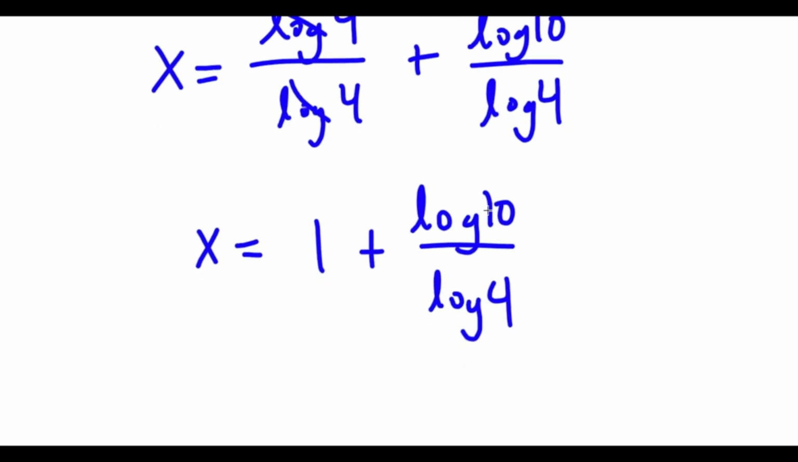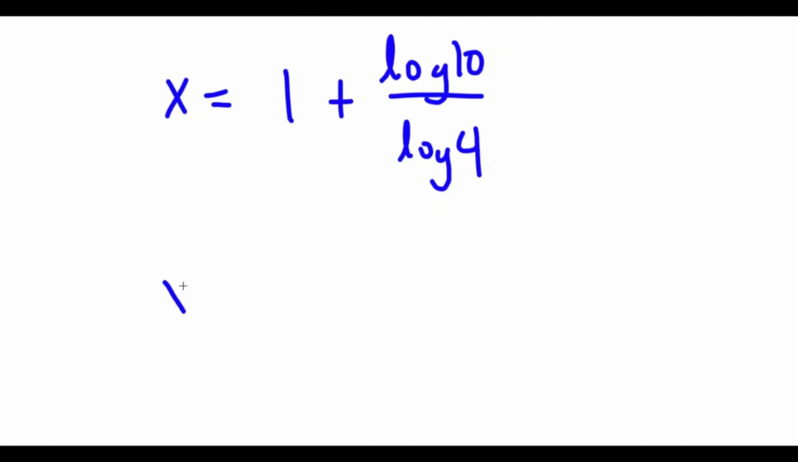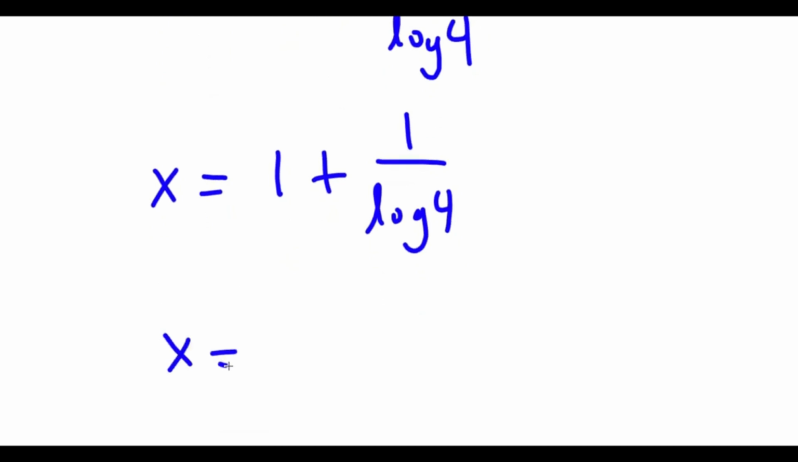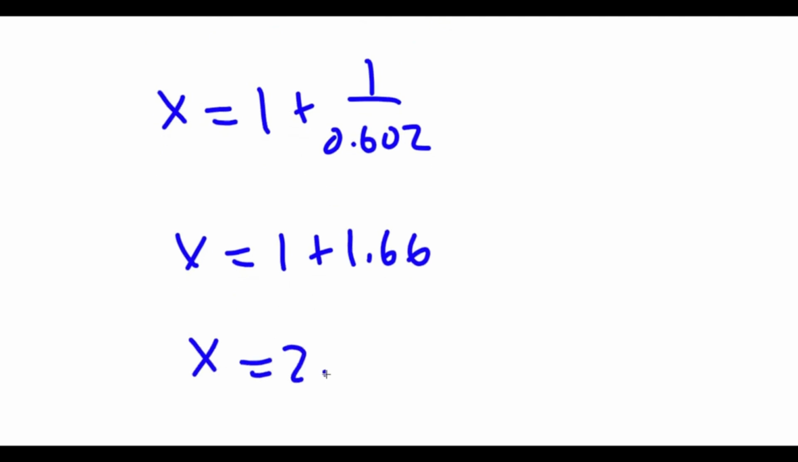So now log 10, this is the same thing as 1. Log 10 is equal to 1. So now I have x is equal to 1 plus 1 over log 4. And log 4 is equal to 0.602, so now I have x is equal to 1 plus 1 over 0.602, which is equal to 1 plus 1.66, meaning x is equal to 2.66.